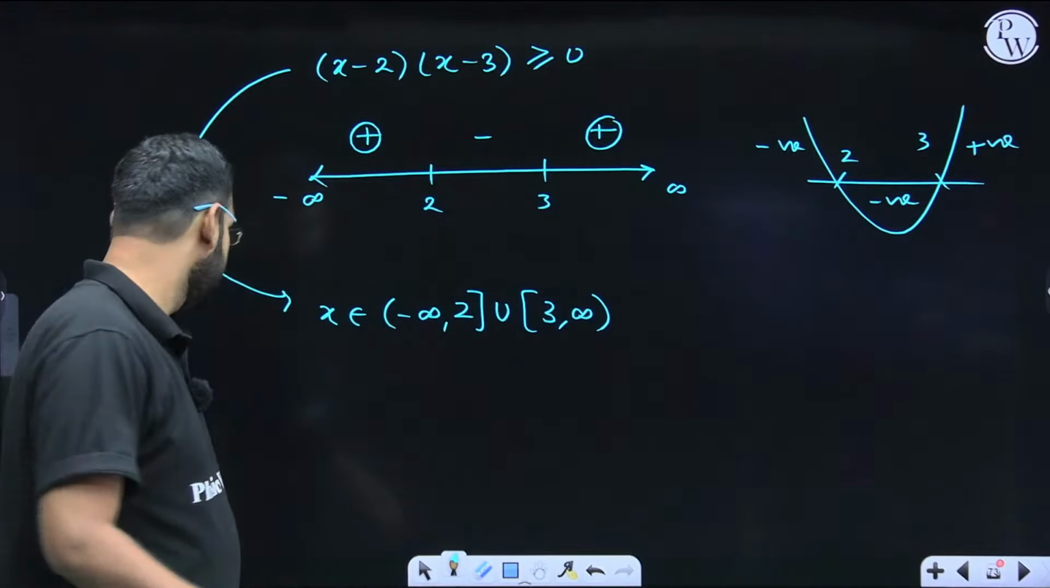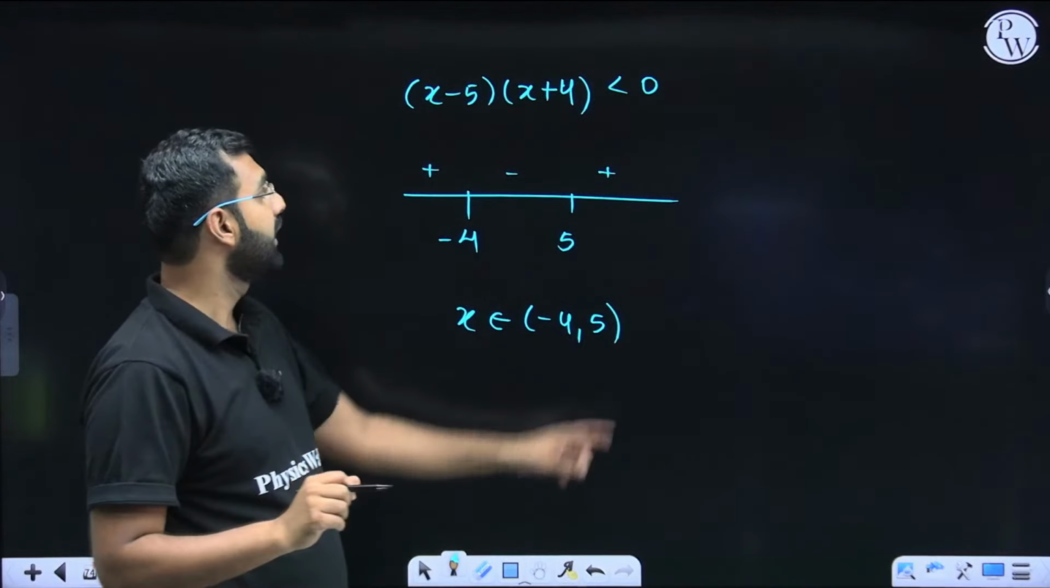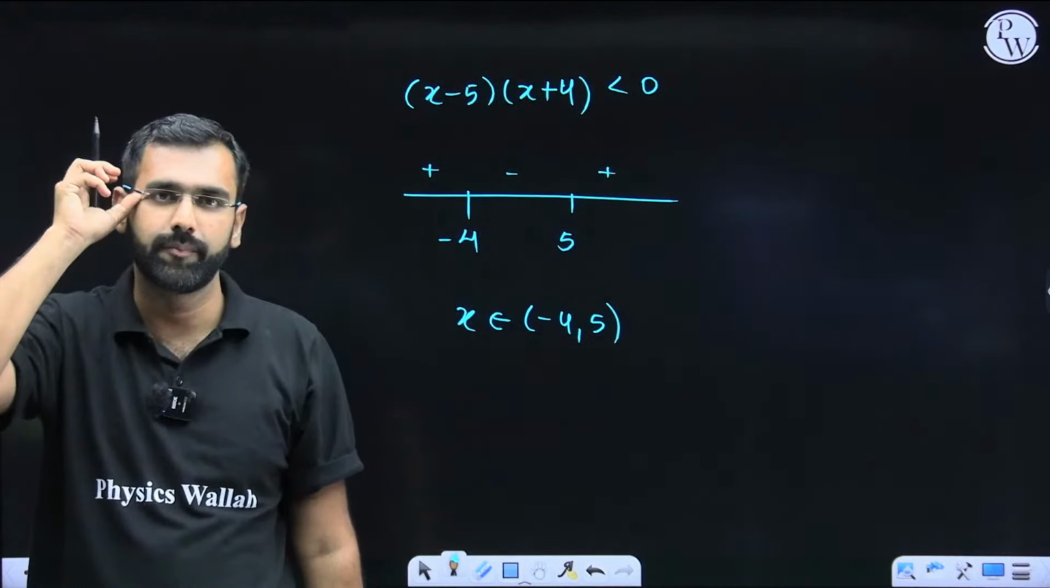Again, simply plot these points here. I hope minus 4 and plus 5. So this will be minus 4, plus 5. What you do is plus, minus, plus. But this time I want it to be negative. So it will be negative between minus 4 to 5. Will I include minus 4 and 5? No, because equality is not given over there.